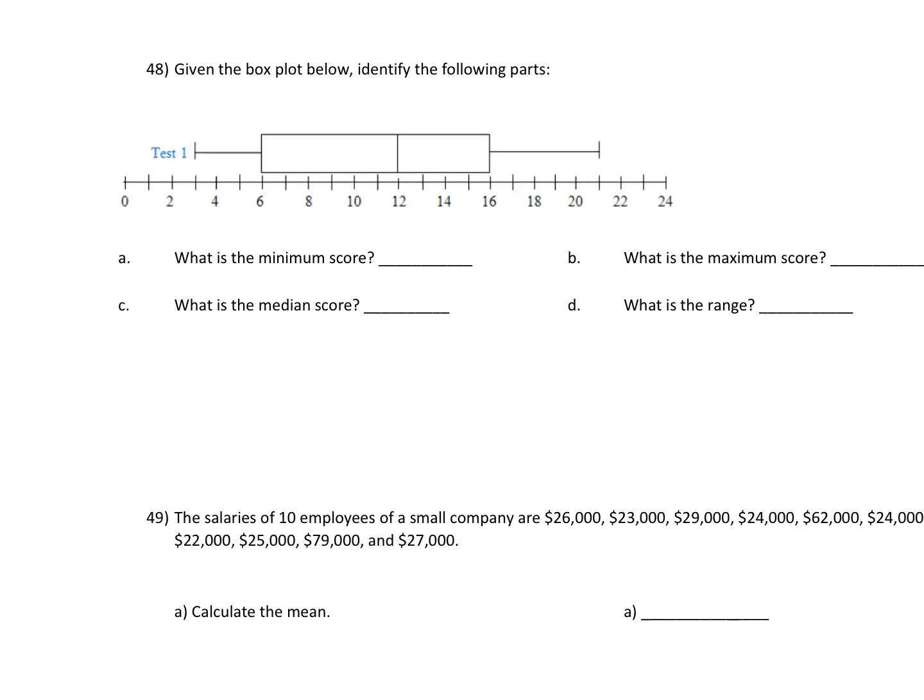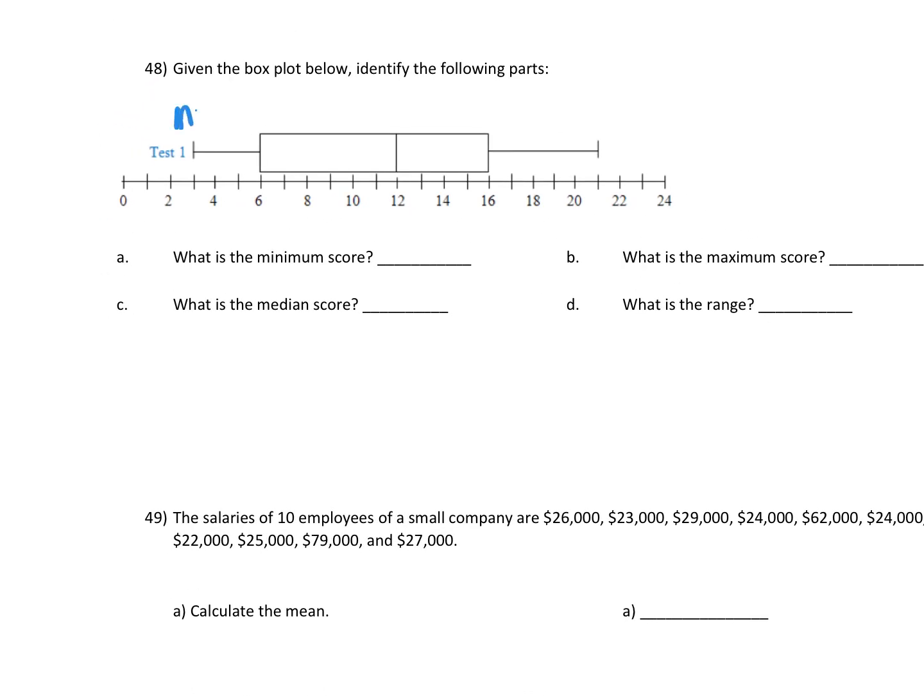All right, moving on to the box and whisker plot. So again, min, median, max. So my min is 3, my max is 21. My range will be 21 minus 3, which would be 18, and my median is 12.